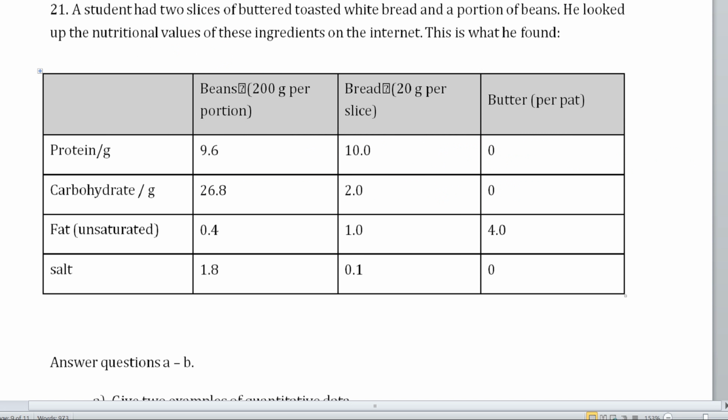A student had 2 slices of butter toasted white bread, and a portion of beans. He looked up nutritional values of the ingredients on the internet. This is what he found. He found that the butter toasted white bread and beans have those values of nutrients, from proteins to carbohydrates to fats and salt. Now, let's start answering questions.